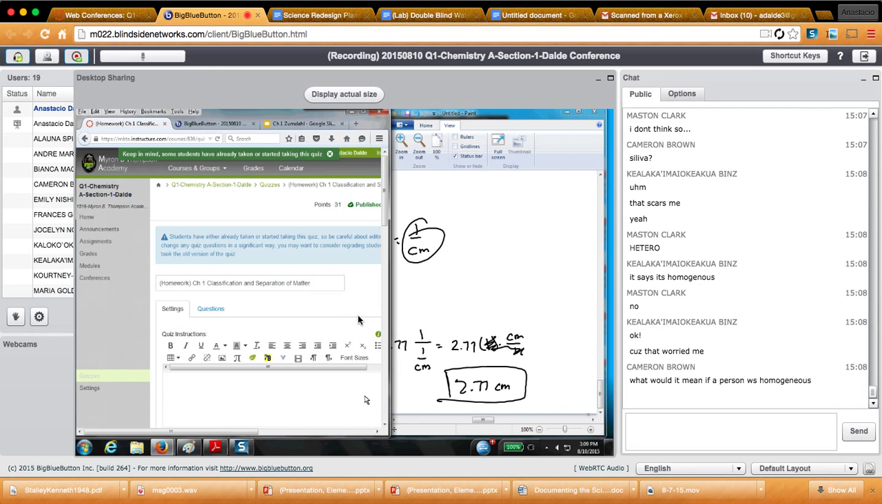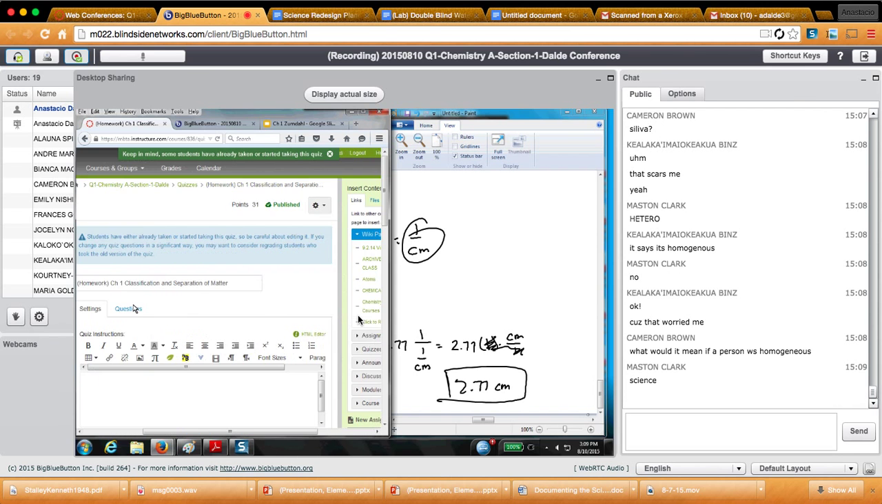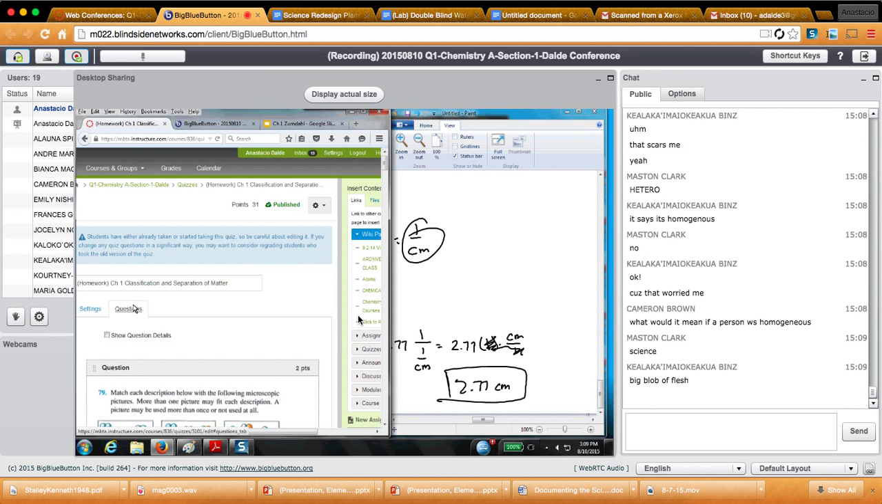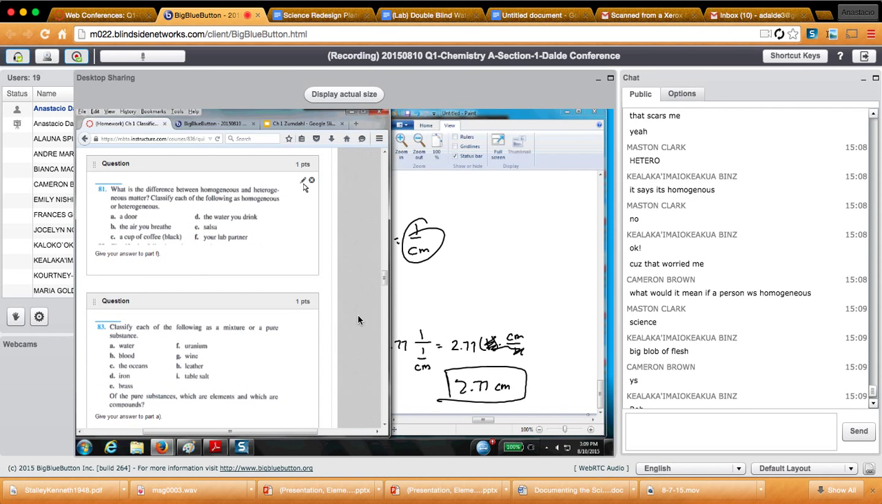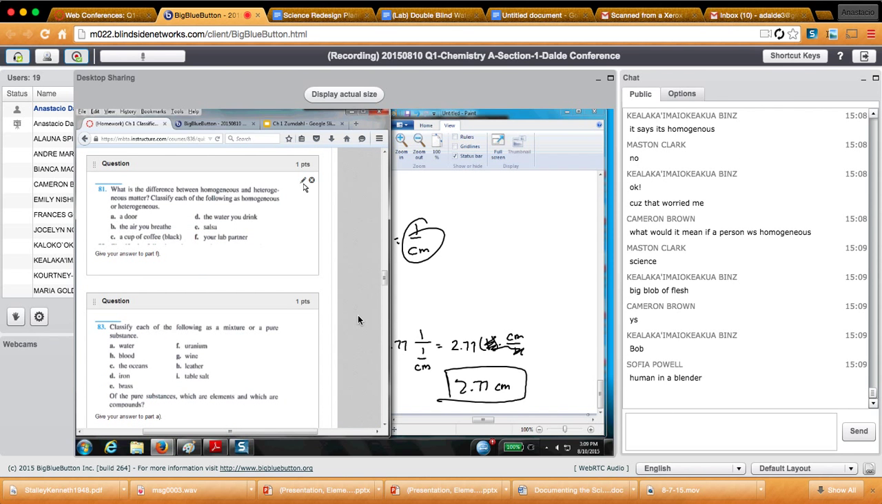What would it mean if a person were homogeneous? Well, you ever see that movie Monsters vs. Aliens? They had that blue guy Bob, the gelatinous mass. I would say a human in a blender would be a homogeneous mixture. Gross, Sophia, but correct.